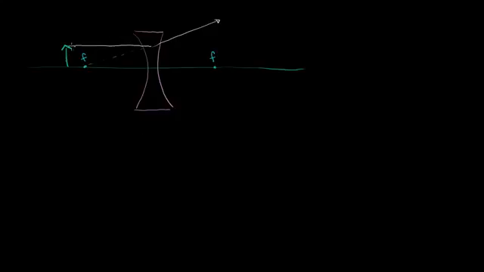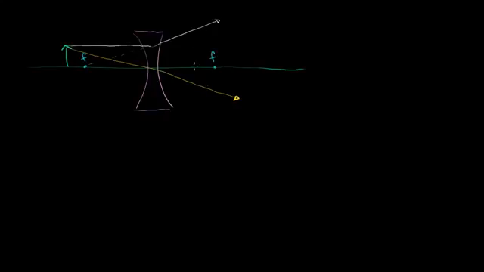And let me draw another ray, I should say. Do that in yellow. And this one's just going to go straight through the center of the lens and not get diffracted. So what will the image be here? Well, clearly these two rays don't converge, so we won't have a real image.